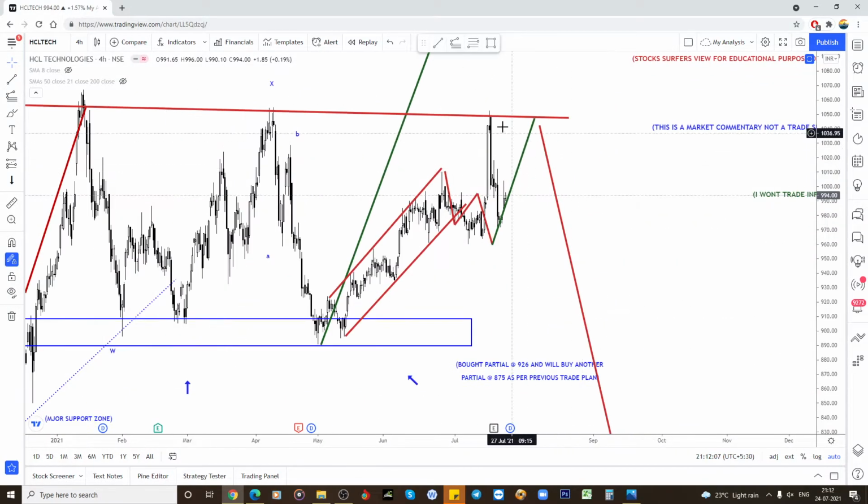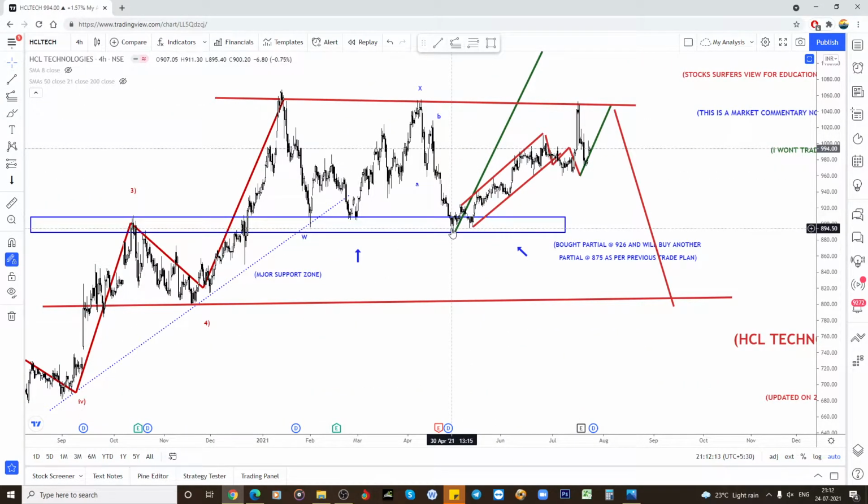I don't know how it is going to play out, but I exited my position, right? You know very well about that. I had already bought one partial here and exited at something here, and I explained that I'm still holding that one position, and I exited exactly at 1040.